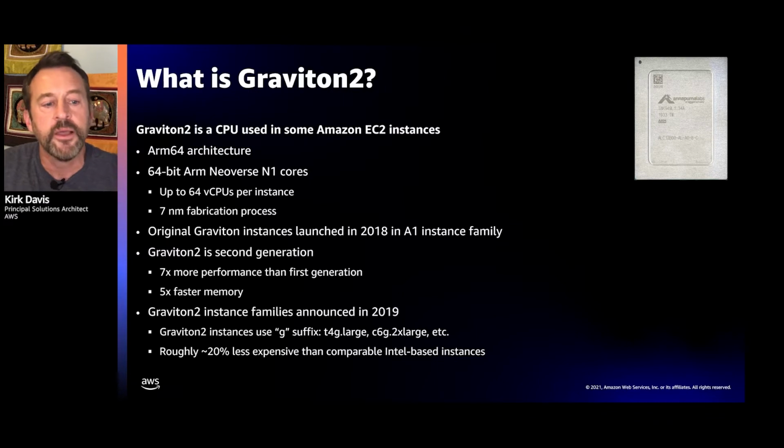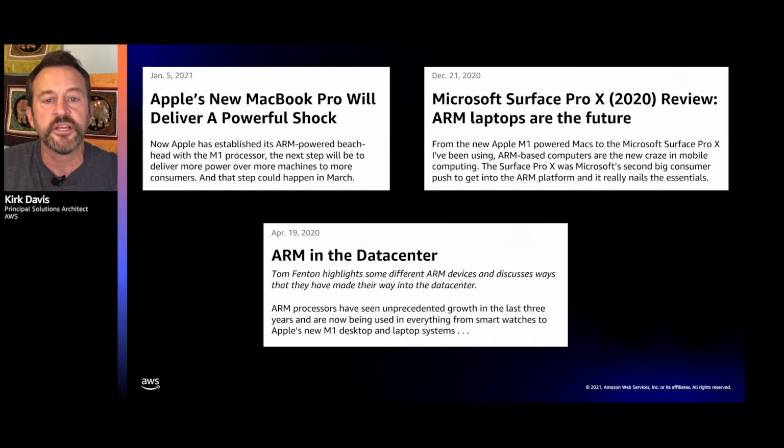M6i.4xlarge and so on. In general, across the board, actually, the Graviton2 based instances are less expensive than their x86 based comparable instances. And yeah, so that's how you can tell the difference. The cost difference is about 20% versus the Intel processors, and it's about 10% versus the AMD processors. And I'll talk more about that in a second.